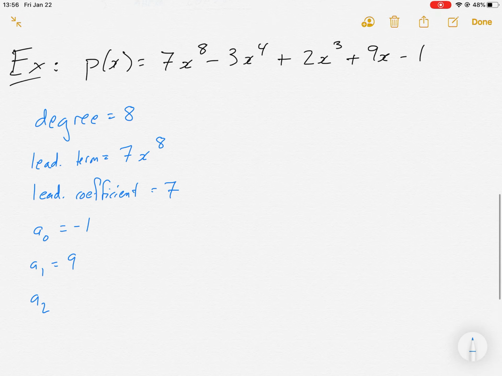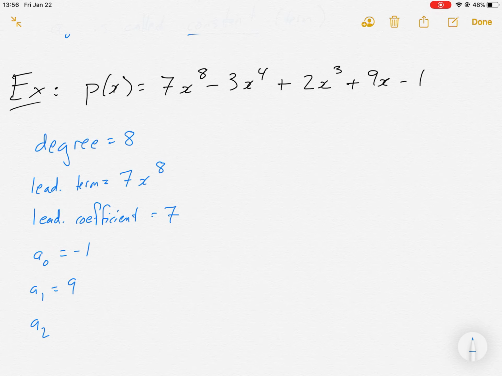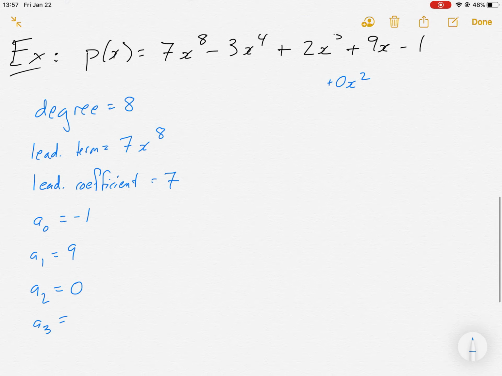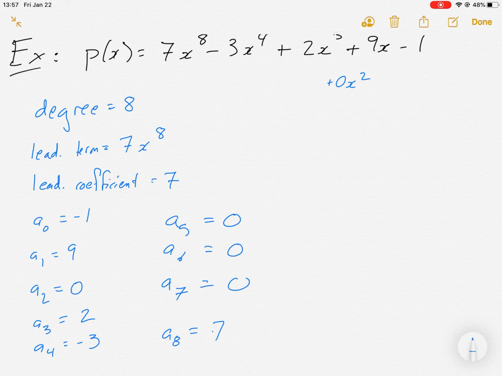Now, part of the reason I wanted to do this example is you'll notice there's no x squared. So we can think of it as if there was a plus 0x squared. Just like when you write the number 102, you put the 0 in there. It's the same idea here. It's called a placeholder. And then a3 would be 2. a4 is negative 3. Make sure you include that negative. a5, a6, and a7 are all the same. They're all 0. And then a8 is 7.